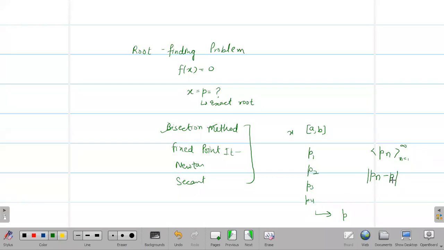We claim that this absolute error will not exceed (b minus a) by 2 raised to power n. This means the absolute error will not exceed b minus a, the length of the interval, divided by 2 raised to power n. Here you can say this is our error, a maximum error bound that can occur in the bisection method. Their difference will not exceed this number. So we will prove this maximum error bound here.